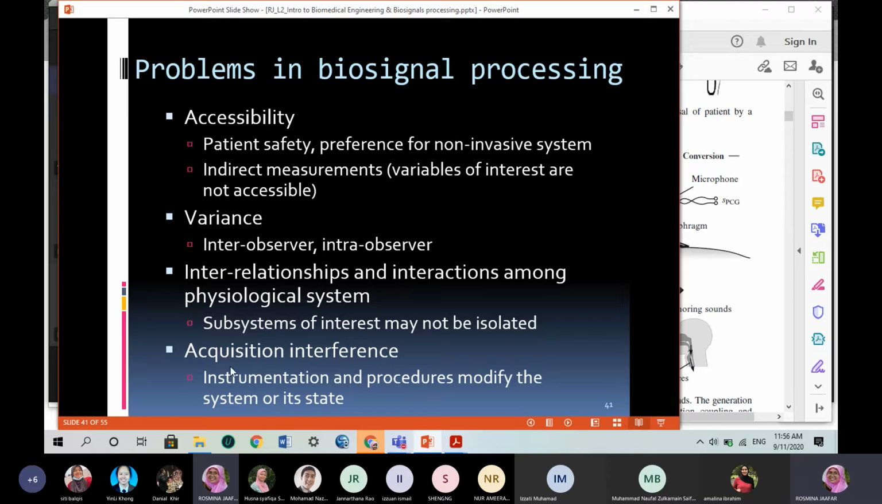Okay, acquisition interference. This one is external factors. The instrumentation and procedures modify the system or its state. For example, if you do recording in an area of high magnetic field, maybe your data can be affected. So this acquisition interference can be avoided. You can take precautions to minimize it.